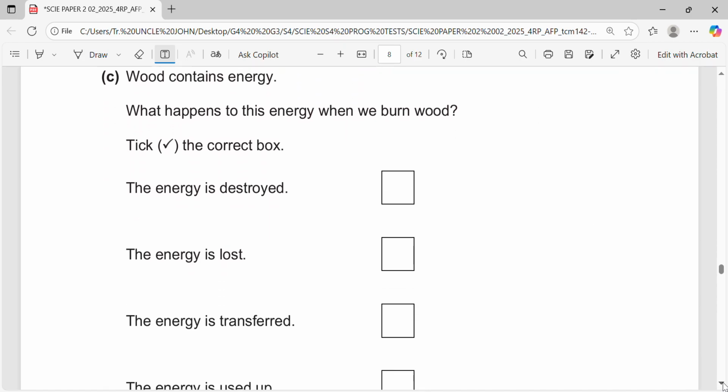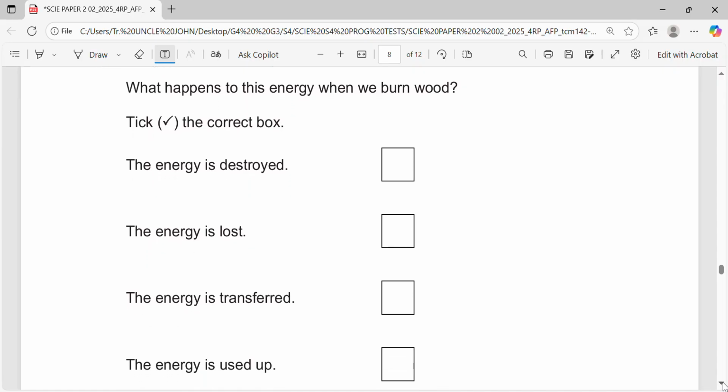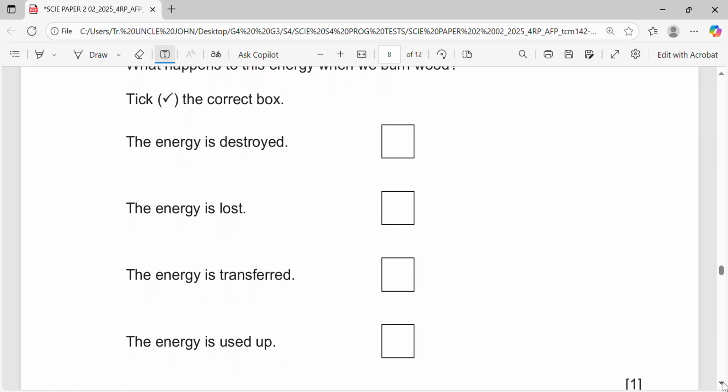Wood contains energy. What happens to this energy when we burn wood? Tick the correct box. The energy is destroyed, the energy is lost, the energy is transferred, the energy is used up. So the right one is the energy is transferred. Yes, the energy is transferred.